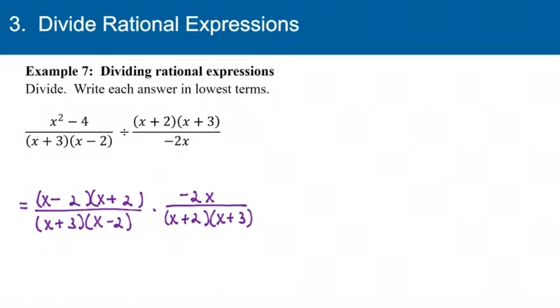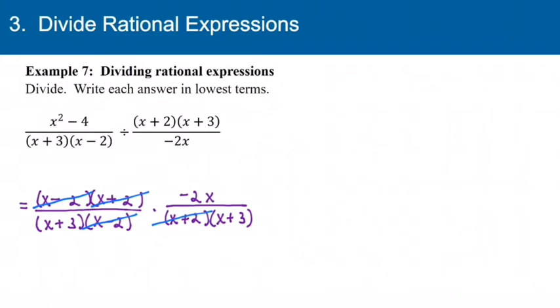And now everything's factored, and we're in multiplication form, so now we can start crossing things out. I notice that we have x plus 2's in both top and bottom, so let's go ahead and cancel those out. I also notice that we have x minus 2's in both top and bottom, so let's cancel those out. But the x plus 3's are both in the bottom, so those are not available for crossing out.